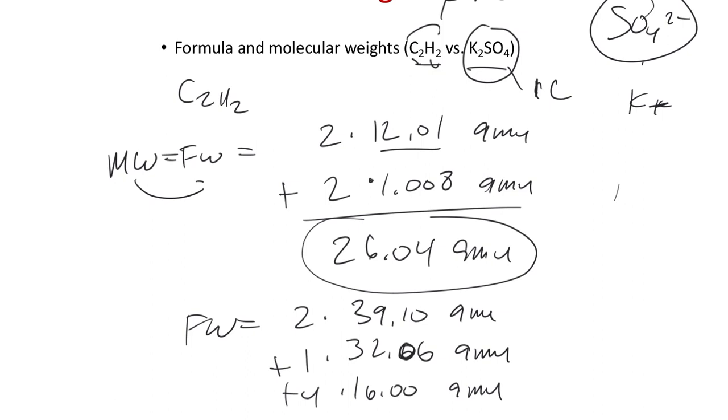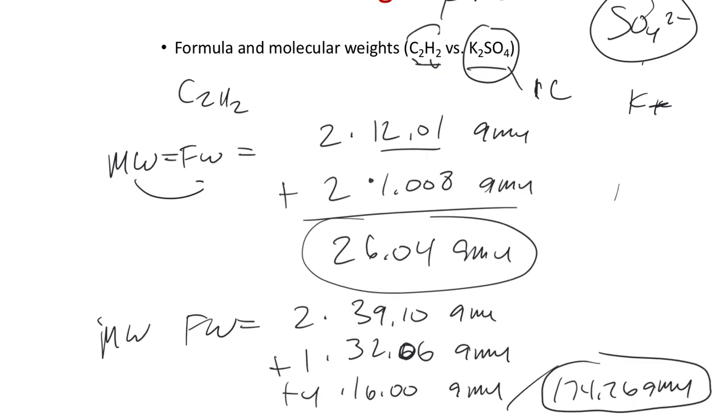So I get 174.26 AMU as the formula weight for K2SO4, and I would probably not say that it has a molecular weight. This is a minor detail, but I just like to think of classifying ionic compounds and treating them a little bit differently.